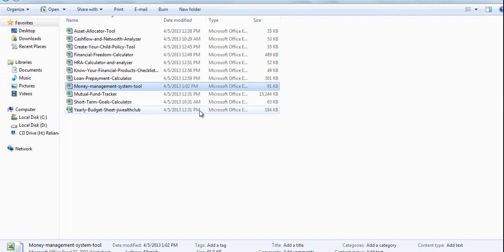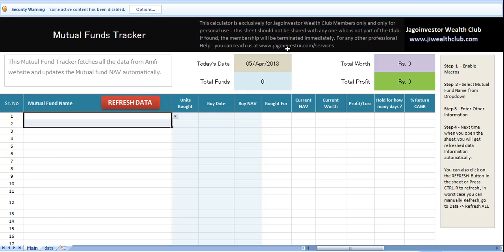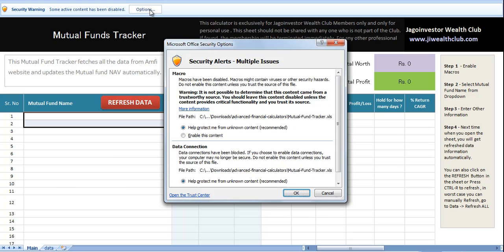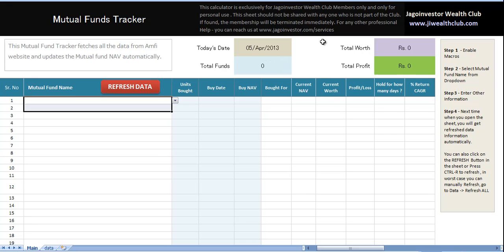Okay, we'll move to the next one now, and now we will see the mutual fund tracker. Now this is a very good one. The first thing we have to do when we open this calculator is activate the macros. So you click on this button on the top and enable the macros. And now I'll just show you what it is.